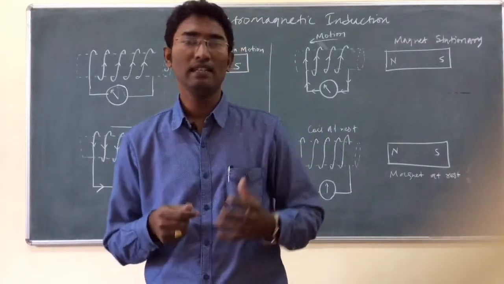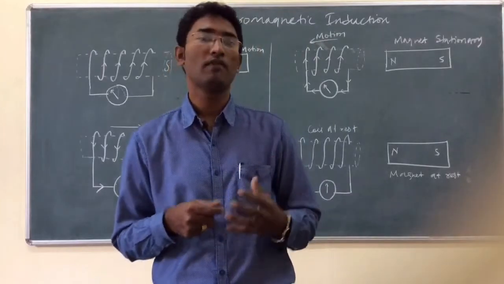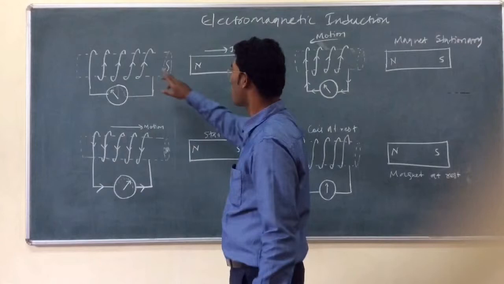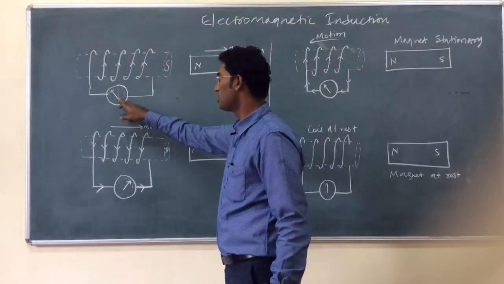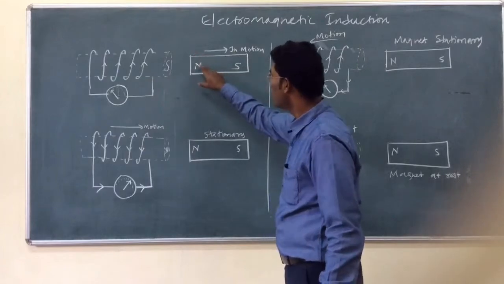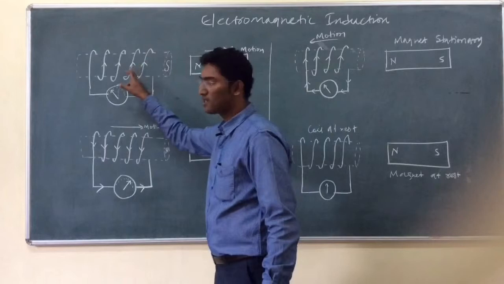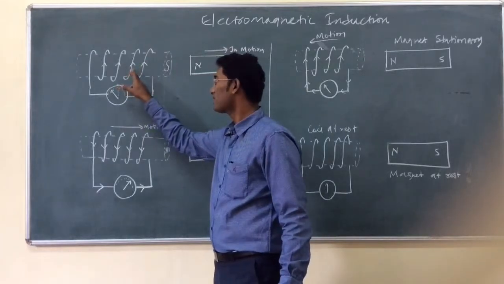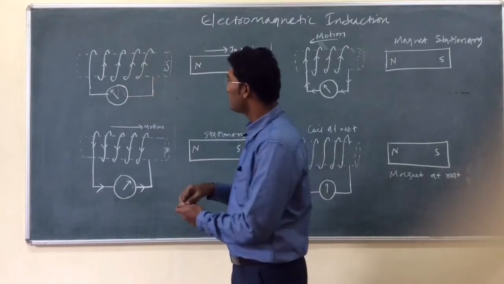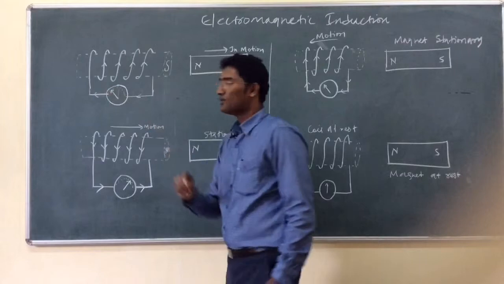So today we will see the activity which will help us understand the phenomenon of electromagnetic induction. Here we have a coil which is connected to a galvanometer, and you can see that if a magnet is moved away from this coil, it produces an electric current in the coil, and you can see the direction of the current.